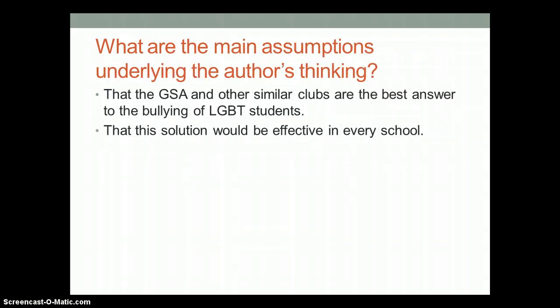What are the main assumptions underlying the author's thinking? The author assumes that the GSA and other similar clubs are the best answer to the bullying of LGBT students, and that this solution would be effective in every school in America.